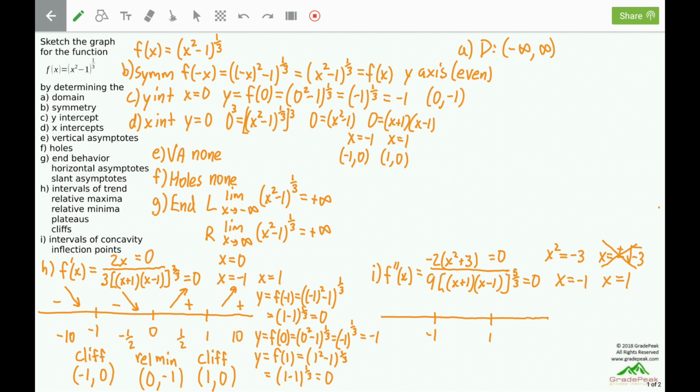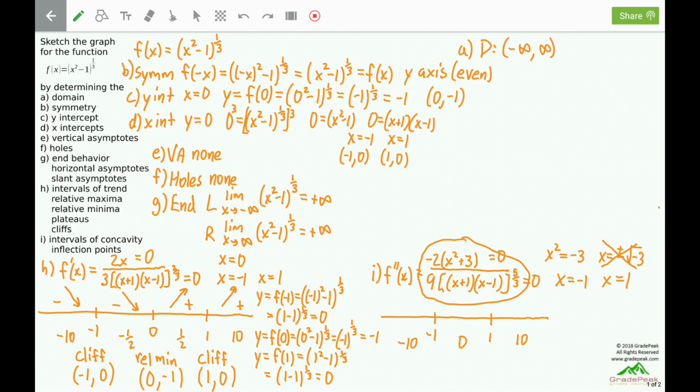This splits the domain interval into 3 separate intervals. We can pick a test value in each of the intervals. The first interval, -infinity to -1, we can pick -10. The second interval, -1 to +1, we can pick 0. Third interval, 1 to +infinity, we can pick +10. We can test the concavity by plugging these test values into the second derivative. We only care whether it is positive or negative. So we'll use the fully factored version, which is this version here.